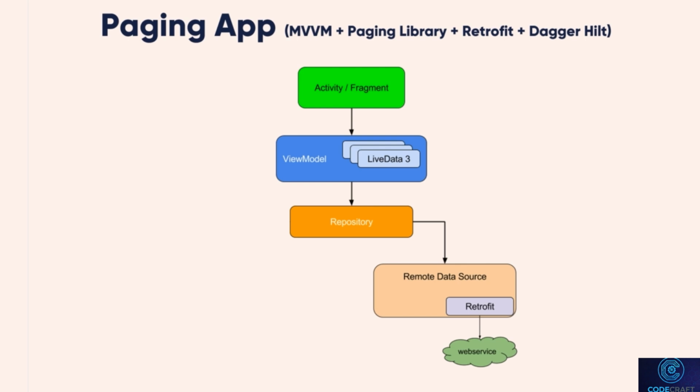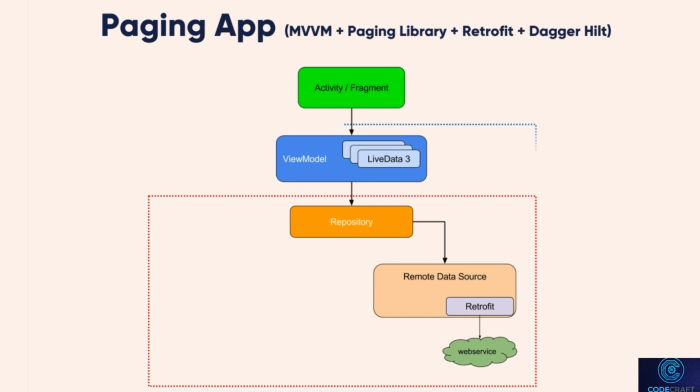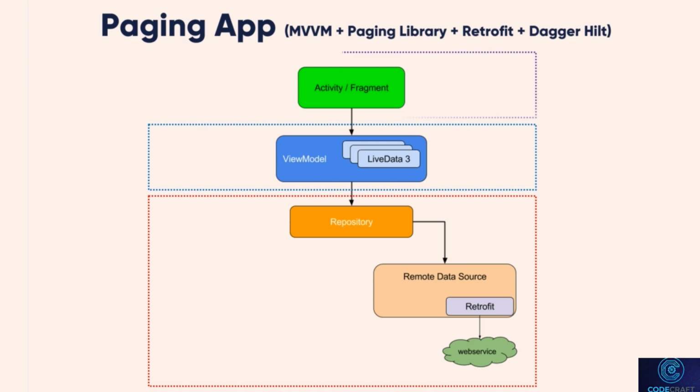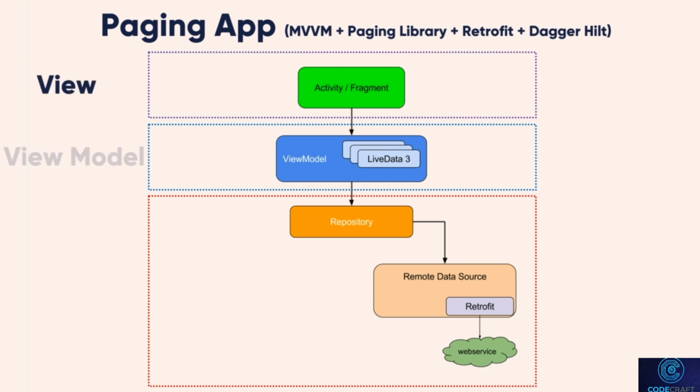So this is the MVVM architecture, and of course when talking about Retrofit, we are going to fetch the data from the API, which is a web service or online database. So the remote data source would be as in Retrofit. I will segment this diagram into three parts. As we have learned before, we have the view, we have the view model, and the model.